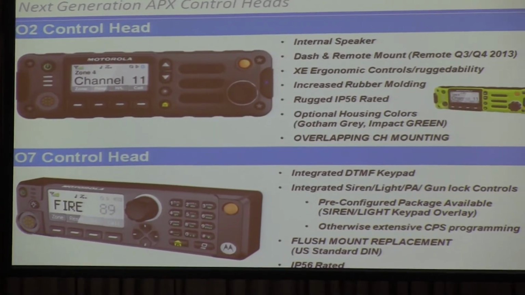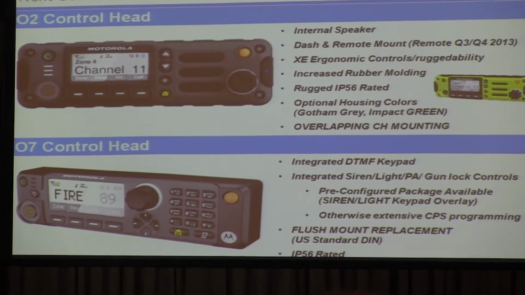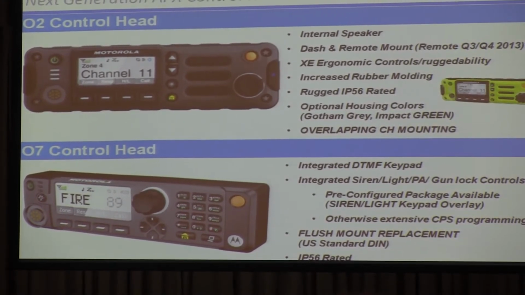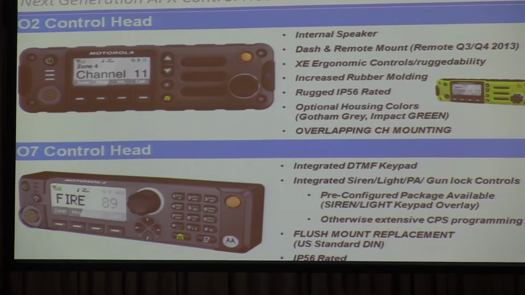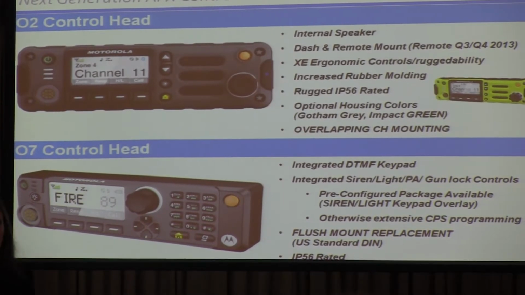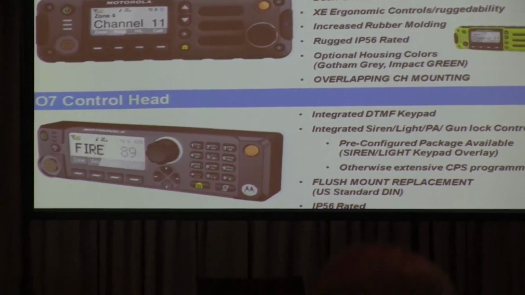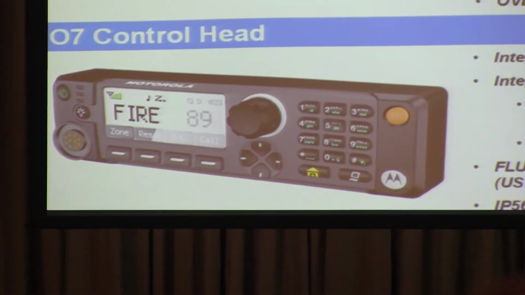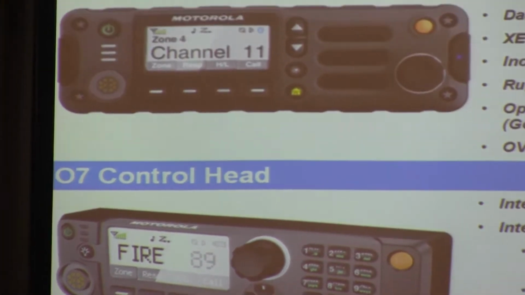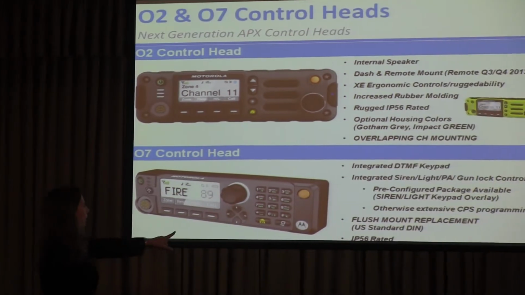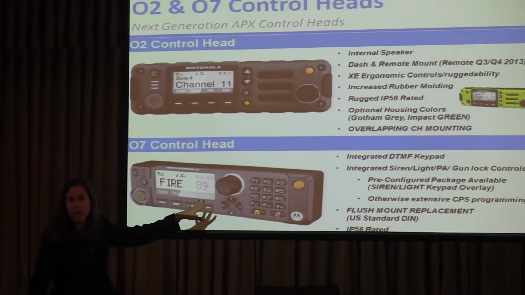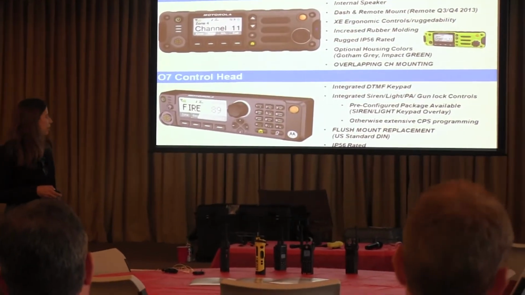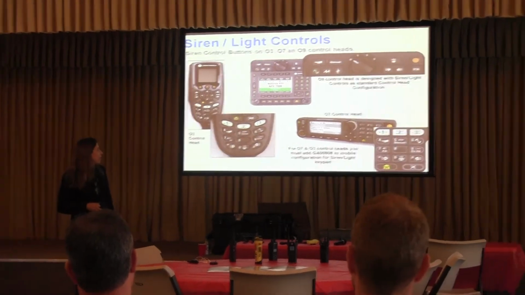And this is just a closer look at the two new control heads, the 02 on the top, 07 on the bottom. The 07, you can use it for lights and siren controls. So instead of having several DAC boxes in your console, you can consolidate all of that with the 07 control head here. You can program the DTMF buttons to do takedown lights, side-alley lights, sirens, PA, things like that.